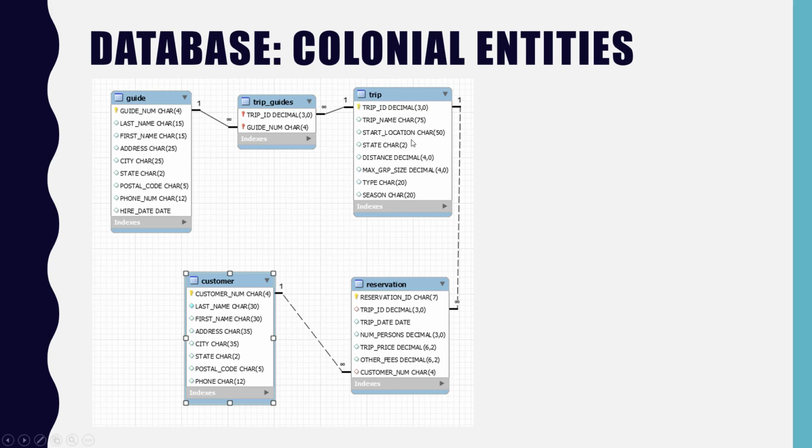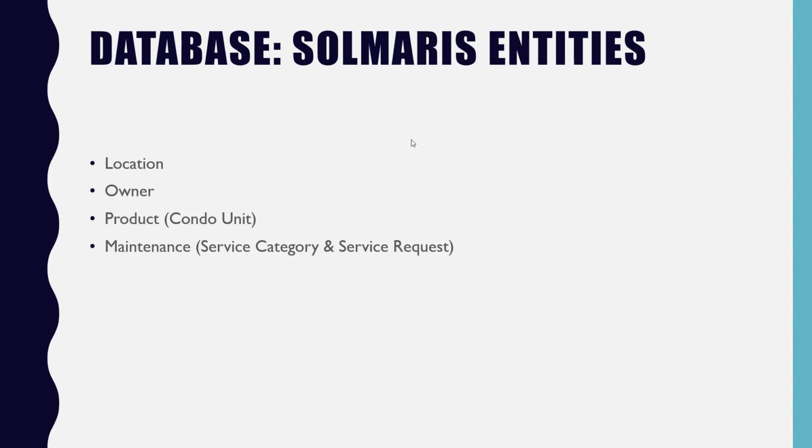All right, next up, let's look at Solmaris. This is the third final database. Now this one's a little different. It doesn't have the typical 4 things: customer, employee, product, and purchase. But it has a lot of those components. We do have the owner, which is the customer. We do have the location, which is not a sales rep, but that's where the condo is located. We do have the product, that's the condo. And then we have the maintenance in this case, which is kind of a sales type thing. They can buy maintenance packages or whatever, okay?